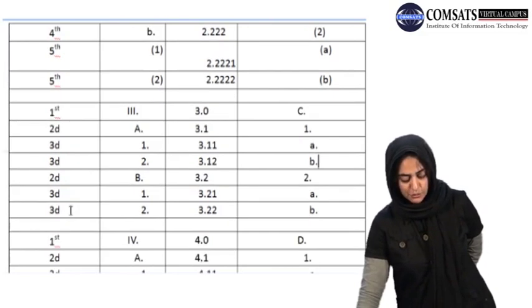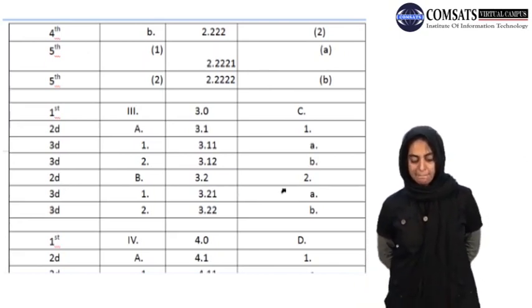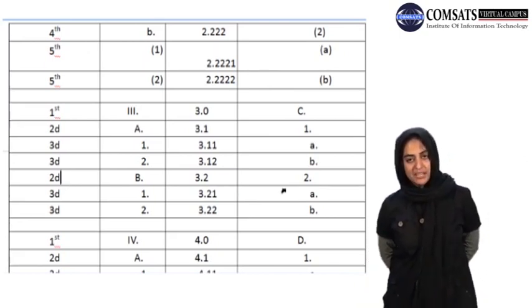After this third degree, dear students, we are having the second degree of heading. We are having a second degree of heading coming up. Now, dear students, be a bit cautious. Have a look on the table appearing on the screen in front of you.